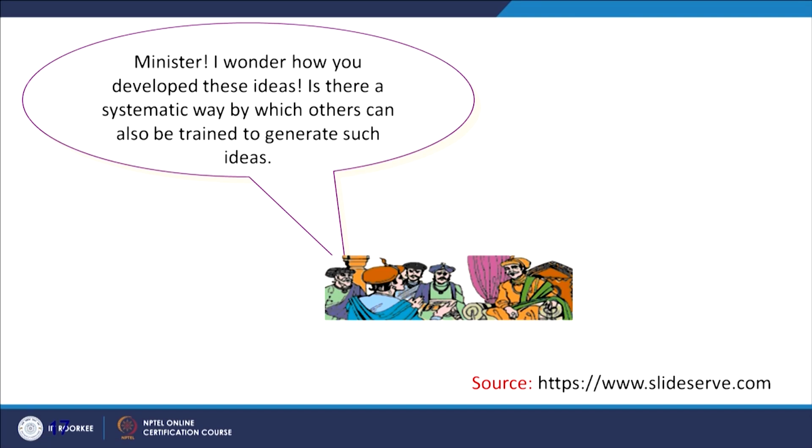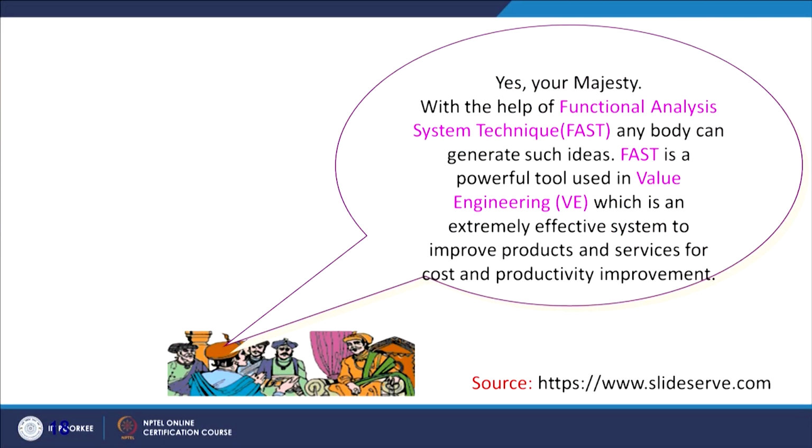Now, minister, I wonder how you developed these ideas. Is there a systematic way by which others can also be trained to generate such ideas? So now the king wants to understand the logic, the science and engineering behind the generation of these ideas, and the minister then comes up, "Yes, your majesty, with the help of functional analysis system technique, which we have already covered, anybody can generate such ideas. FAST is a powerful tool used in value engineering, which is an extremely effective system to improve products and services for cost and productivity improvement."